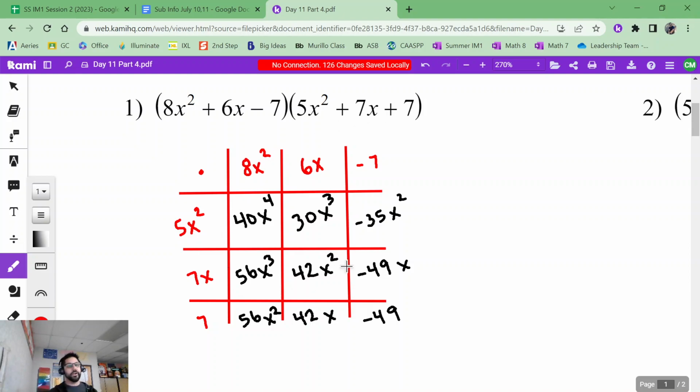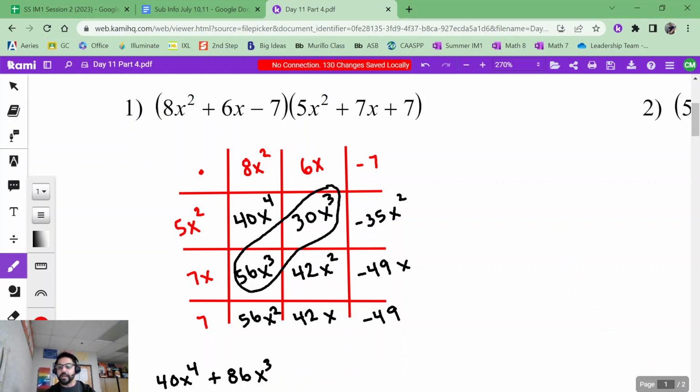All right, if you notice, we got quite a bit here. So starting off, 40x to the 4th stays the same. Then we look at our x cubes. Now, if you notice, they're both positive, which means we just add them together. 56 plus 30 is 86. X cubed stays x cubed. Don't try and combine those.